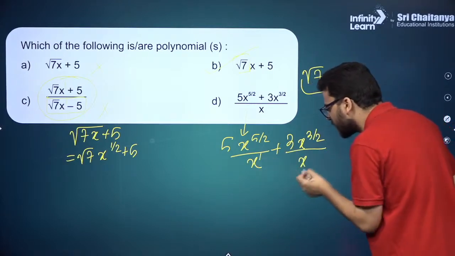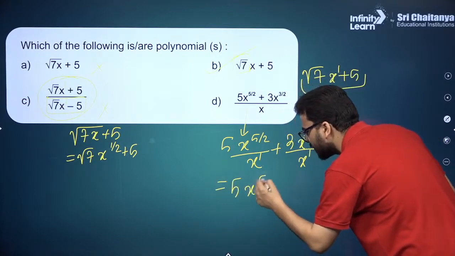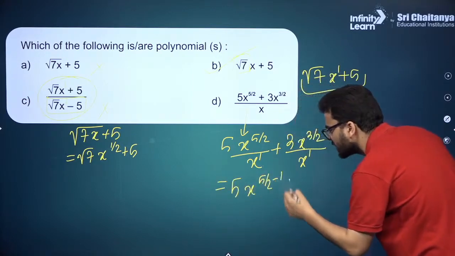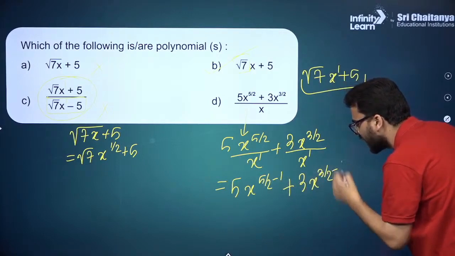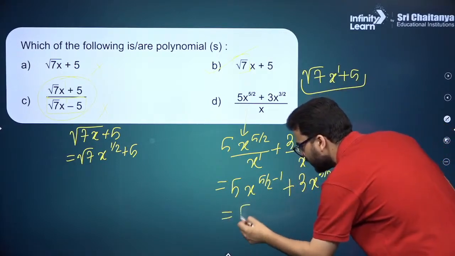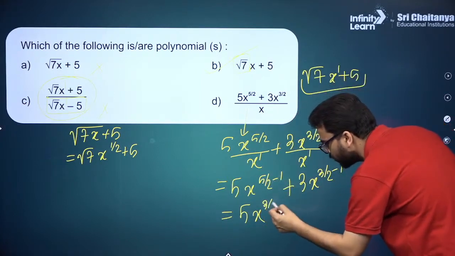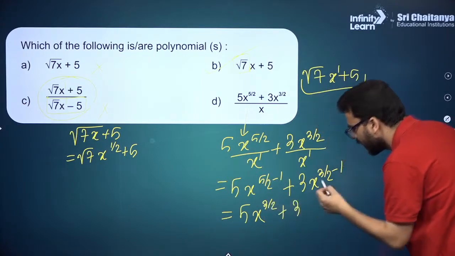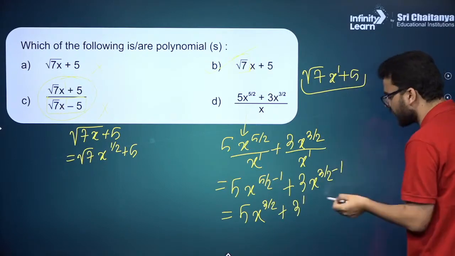You see, this is x raised to power 1, x raised to power 1. So can I use laws of exponents? I can subtract it like this: 5 by 2 minus 1 plus 3 into x raised to power 3 by 2 minus 1. Can I do something like this? So this will give you 5 x raised to power, if you simplify, 3 by 2 plus 3 into x raised to power 1 by 2, right?